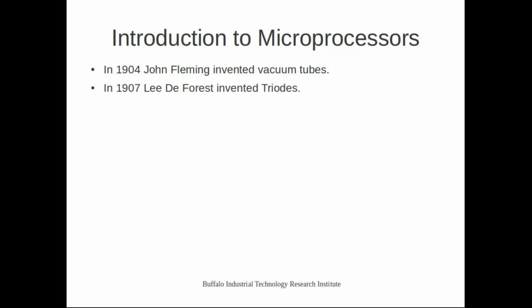In 1907, Lee De Forest invented triodes. He added another electrode in between cathode and anode in a diode and found that a small change in the grid circuit on the cathode side resulted in a big change in the anode side of the circuit. He named it as triode, and triodes were used for amplification.